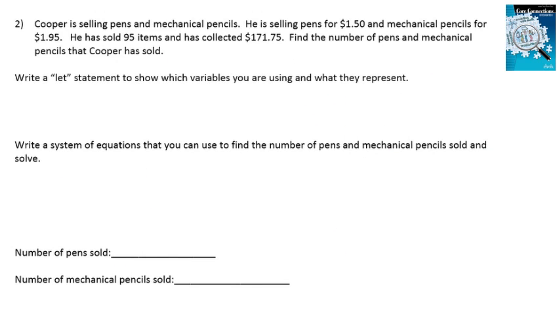Cooper is selling pens and mechanical pencils. He's selling the pens for $1.50 and mechanical pencils for $1.95. He has sold 95 items and has collected $171.75. Find the number of pens and mechanical pencils that Cooper has sold. Write a let statement to show which variables you are using and what they represent.